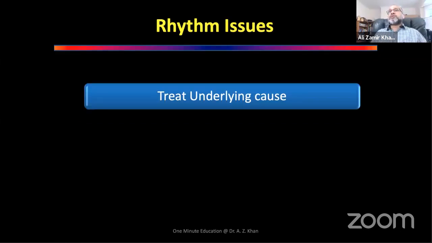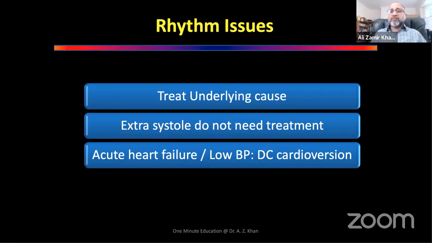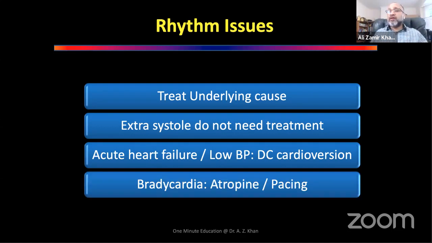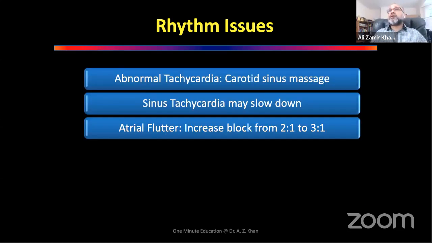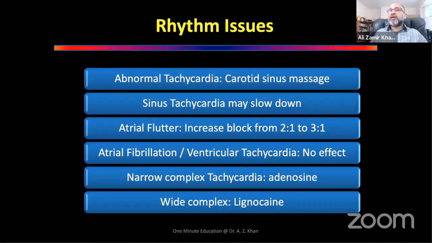Whenever you're dealing with rhythm issues, always treat the underlying cause. Extrasystoles do not need treatment, but whenever you are in acute heart failure or severe hypotension, always think of DC cardioversion. If you go into bradycardia, then think of atropine and pacing. I spoke about the carotid sinus massage the other day, and the management with adenosine. It's important to differentiate between the two.